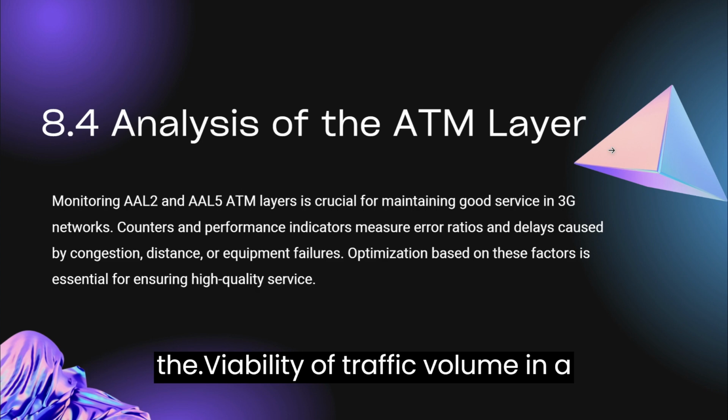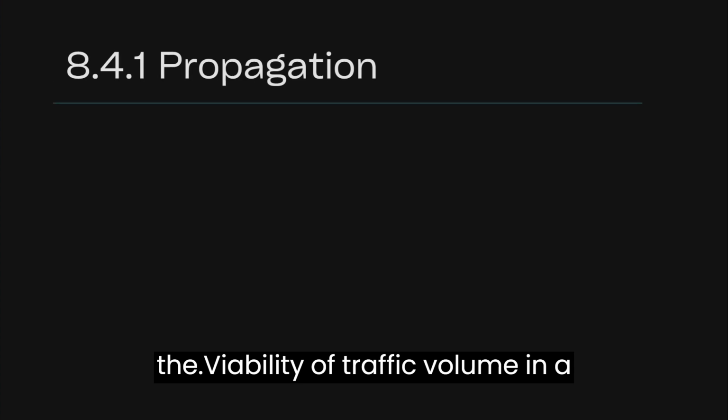And for the analysis of the ATM layer, for good service in 3G networks, we need to check the performance of two types of ATM layers, which are the AAL2 and AAL5. And the AAL2 will carry circuit switch data, while the AAL5 will carry the packet switch data. And we can use counters and performance indicators or a managing system to check their performance. And delays can happen when the network is busy or nodes are far apart or equipment doesn't work properly. So we need to keep an eye on these things and fix them to keep service quality high.